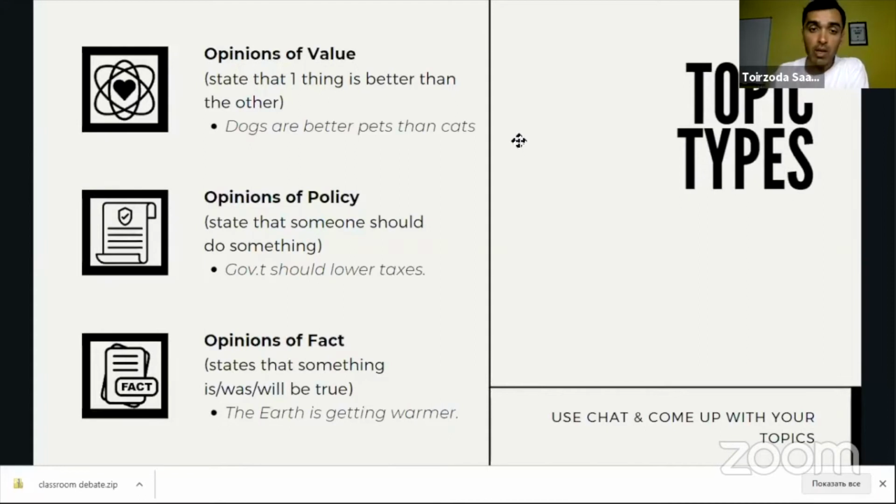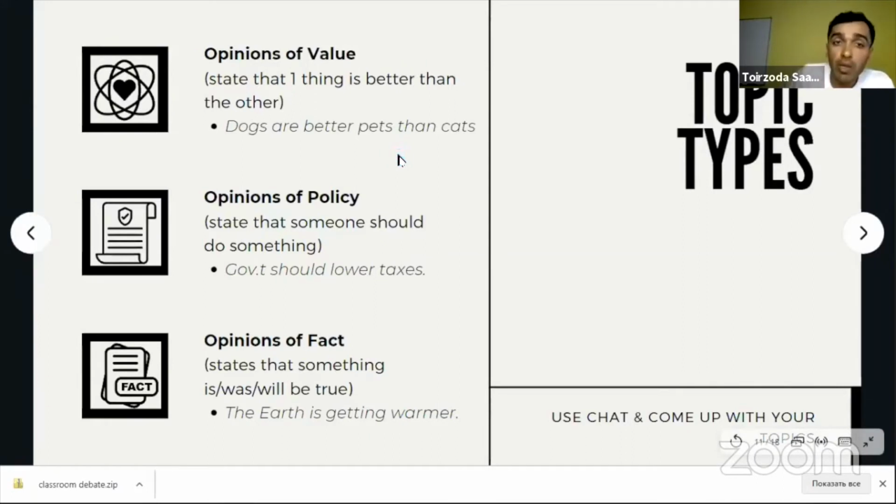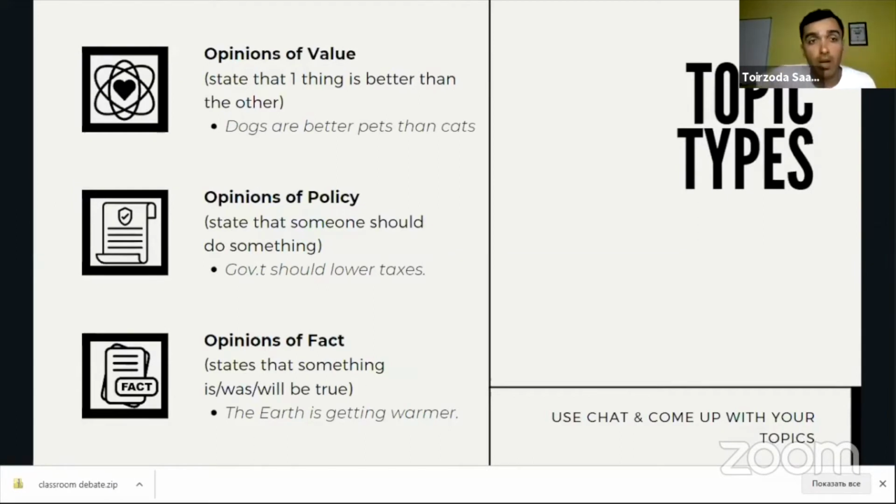And here we have three types of topics that you can use in the classroom. The first is the opinion of value, your students' beliefs, as we said before. An opinion of value states that one thing is better than the other. For example, dogs are better pets than cats. So something is better than something. Maybe some of the students believe that they're not, but others believe that they are. So here you will play with their beliefs.